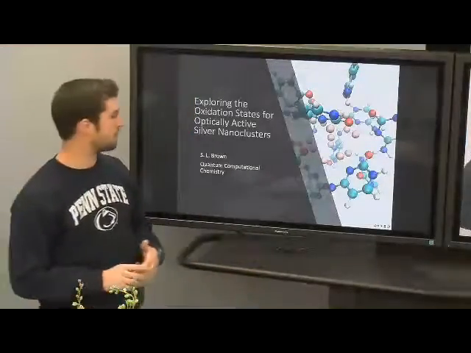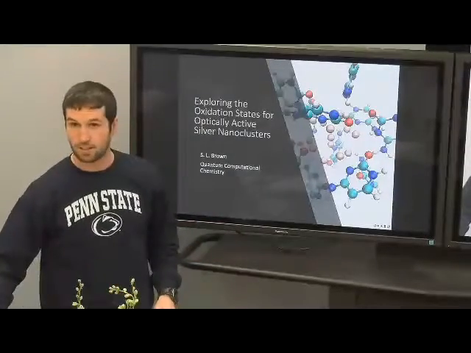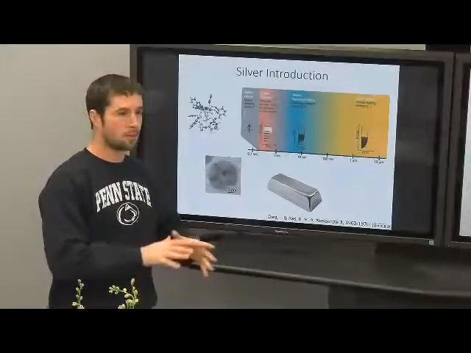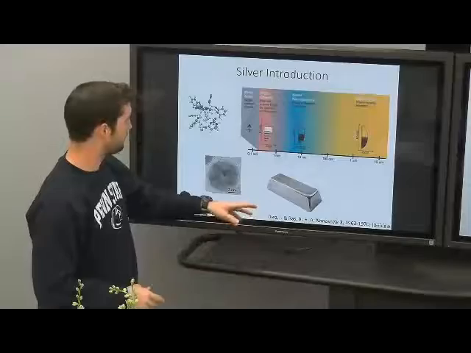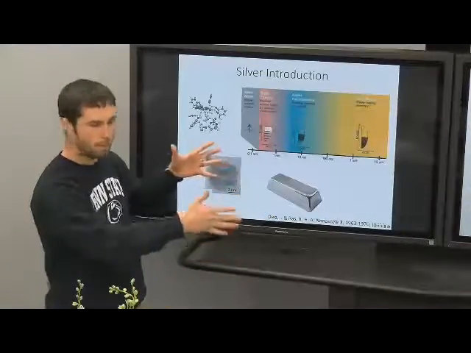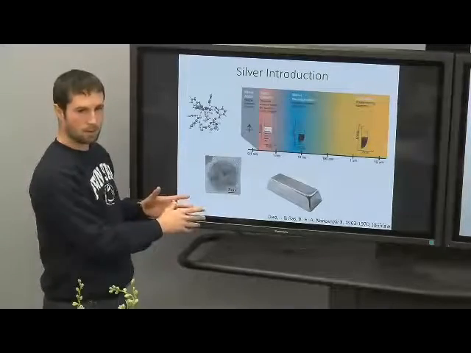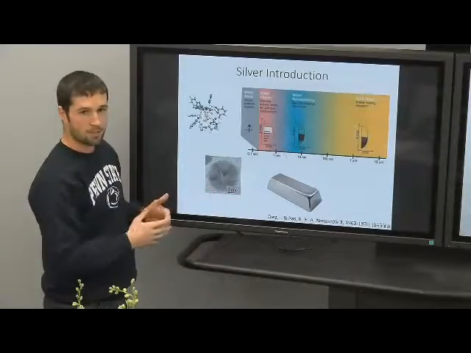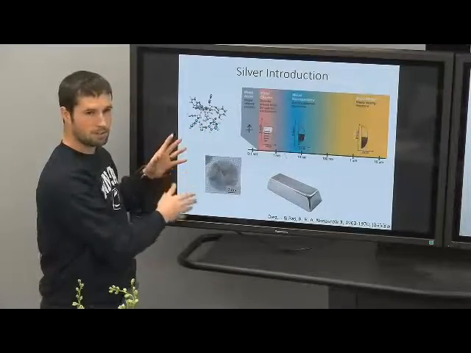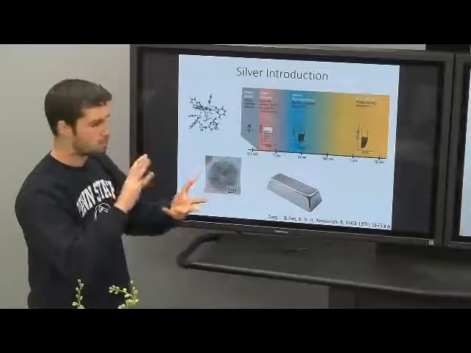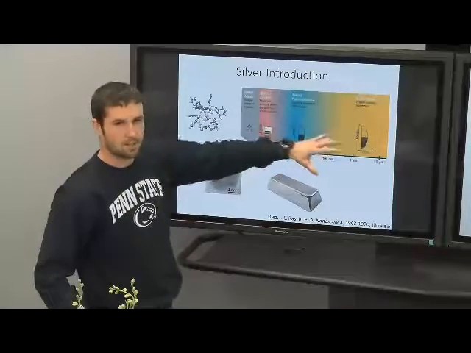As you mentioned, I'll be exploring the oxidation states for optically active silver nanoclusters. To begin with, I'm just going to describe silver at different length scales. Here we have silver in the bulk, just a silver metal block. This is a TEM image of a silver nanoparticle that's about 6 nanometers in diameter. And here's the model that we'll be working with later, a silver nanocluster that's only 13 atoms total. And here's the representative density of states for each one of these models.